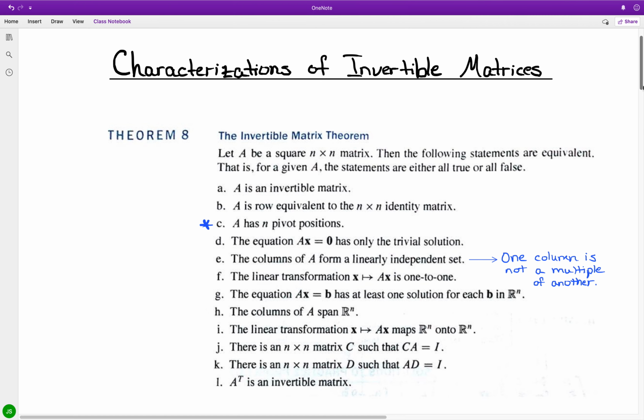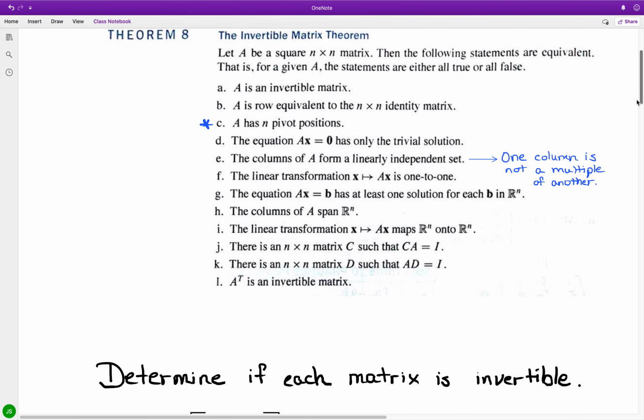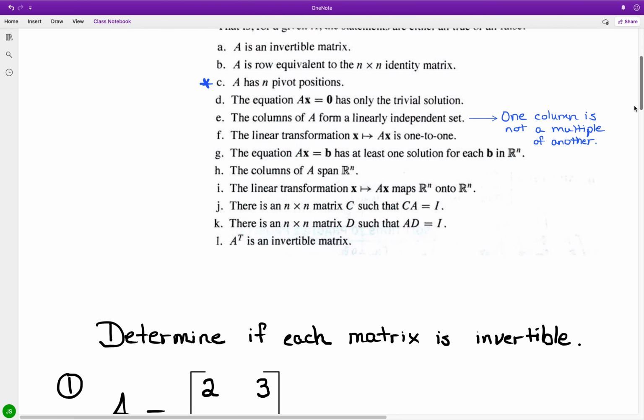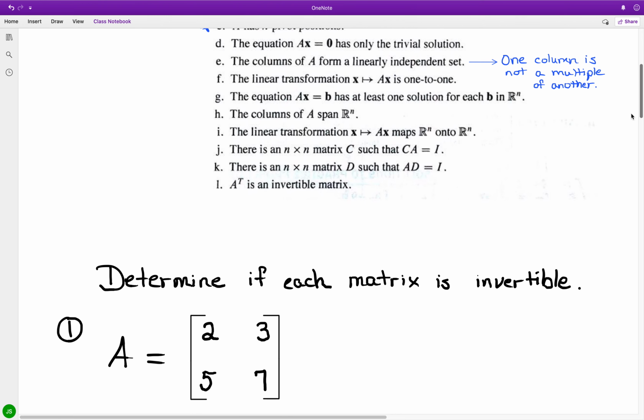We're just taking our samples and determining whether each given matrix is going to be invertible. In the case of sample 1, we have a 2 by 2 matrix where A has the top row with elements 2 and 3, and the bottom row with the elements 5 and 7. So 3, 7 is not a multiple of 2, 5 or vice versa. And also we're going to have 2 pivot positions.